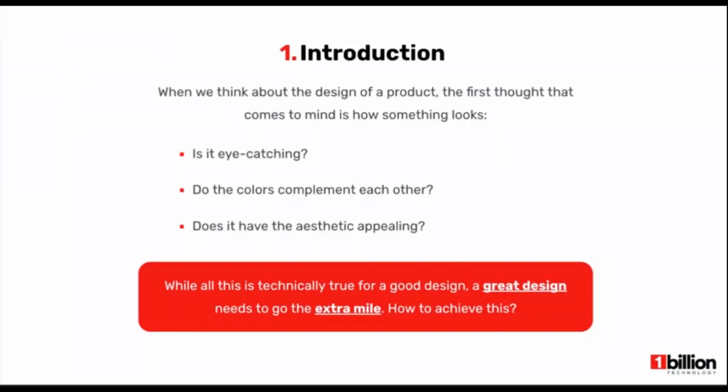When we think about any digital product in UI, the following things come to mind, right? Whether it is eye-catching, do the colors complement each other, or does it have aesthetic appeal? This is true for a good design, but for a great design, we need to go the extra mile. By making sure your product not only looks good but also provides a seamless user experience. That is where heuristic evaluation comes in.